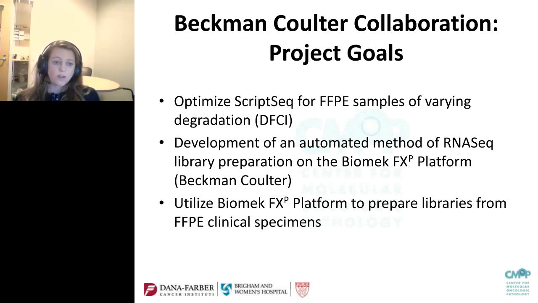Okay, so what I'm going to talk about today is a collaboration that we have with Beckman Coulter. We had a goal to optimize the ScriptSeq library preparation method for FFPE samples of varying degradation. We wanted to develop an automated method for this library on the Biomek FXP platform, and then we wanted to utilize that platform to prepare libraries for a particular prostate cancer cohort that we have in-house.